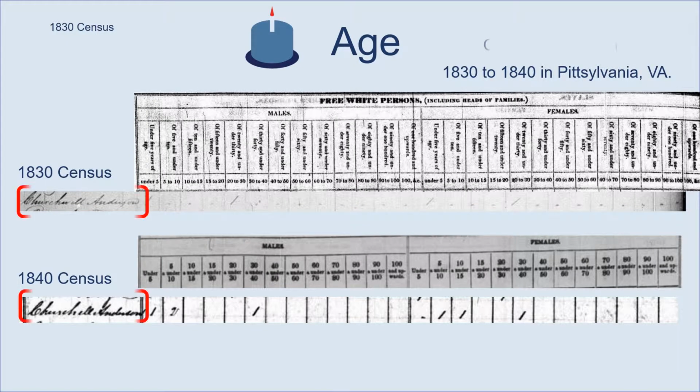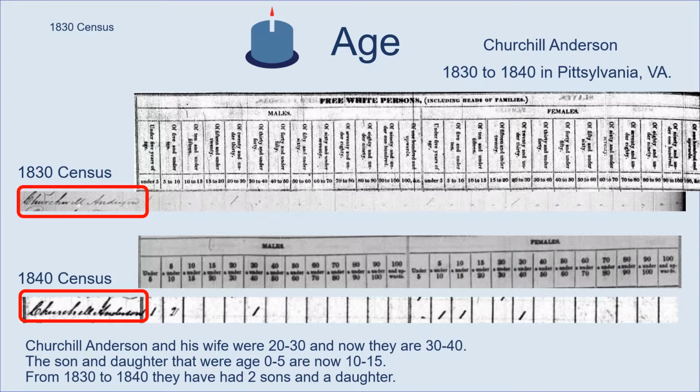Here is a comparison of Churchill Anderson from 1830 to 1840 in Pennsylvania, Virginia. Churchill Anderson and his wife were 20 to 30, and now they are 30 to 40. The son and daughter that were 0 to 5 are now 10 to 15. From 1830 to 1840, they had 2 sons and a daughter.